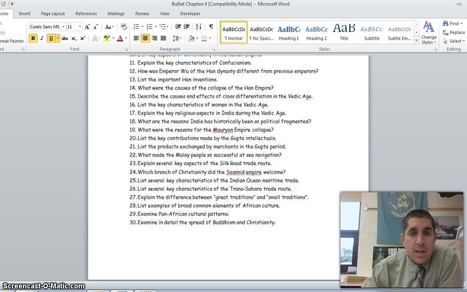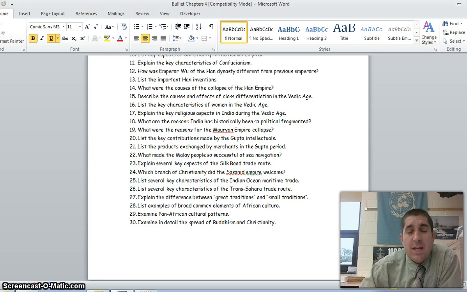25, the key characteristics of the Indian Ocean maritime trade, they used the monsoon winds to travel. Family life was very cosmopolitan, meaning diverse because of the blending of different cultures, because of all the travel that was going on throughout the Indian Ocean. Southeast Asia had good access to fresh water, so they had a lot more permanent settlements than, say, Western Asia. 26, think about the camel coming from the Arabian Peninsula. Focus on the connection between north and south of Africa.